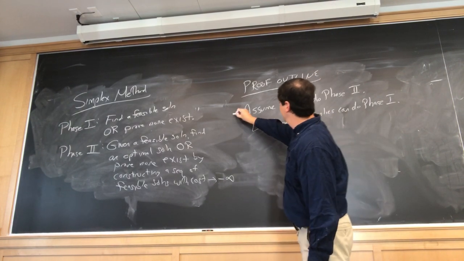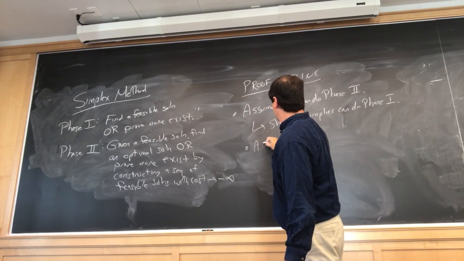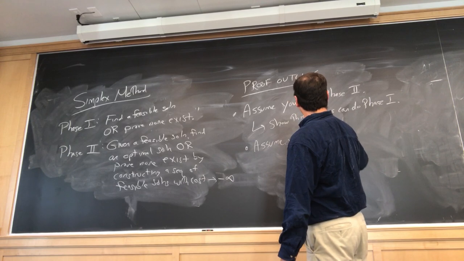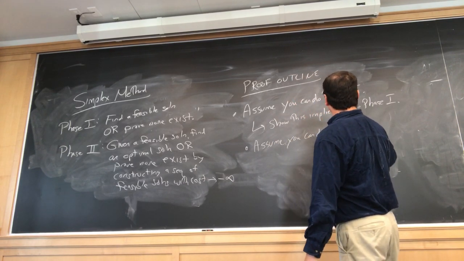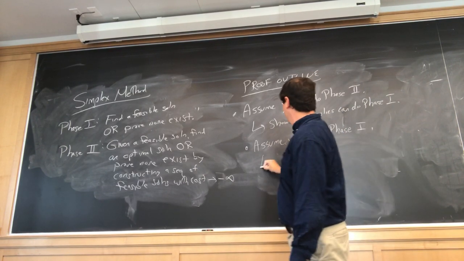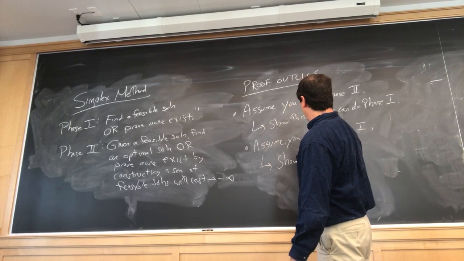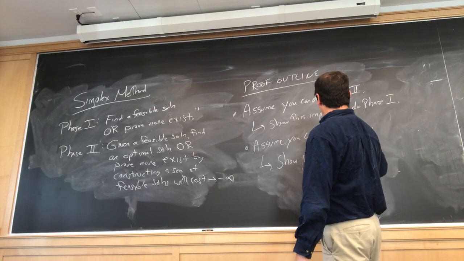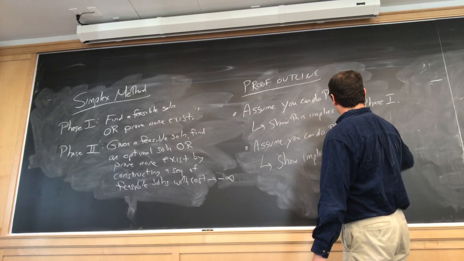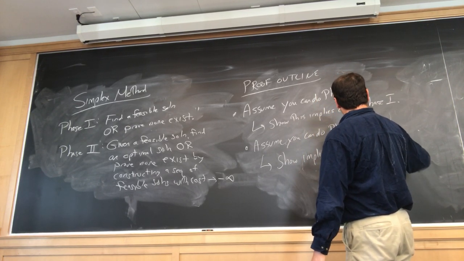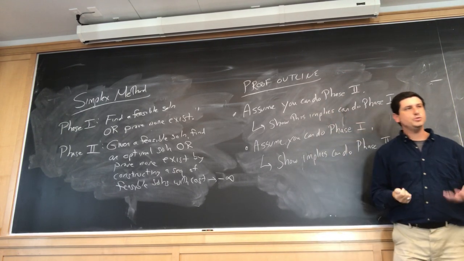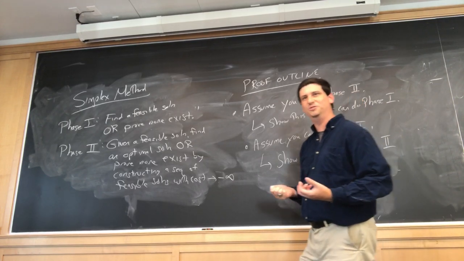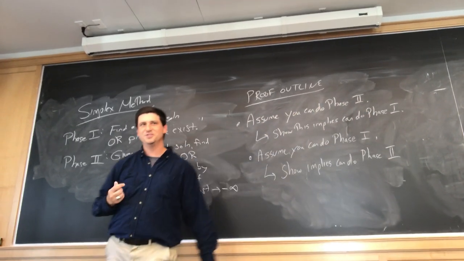And then the second step: assume you can do phase one, show this implies you can do phase two. Right? So first we assume we can do phase two to get phase one, and then we assume we can do phase one and we get phase two. Any concerns about this?